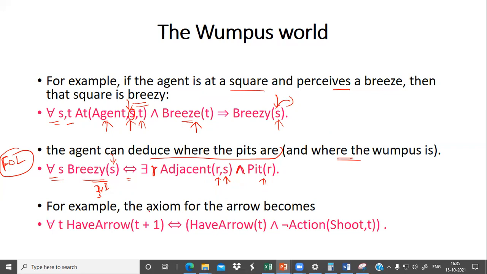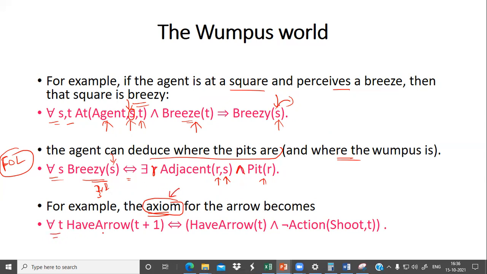Similarly, we can also represent the axiom for the arrow. See, axioms are basic facts from which other facts are derived. So those are called axioms. So the axiom for the arrow can be represented like this.